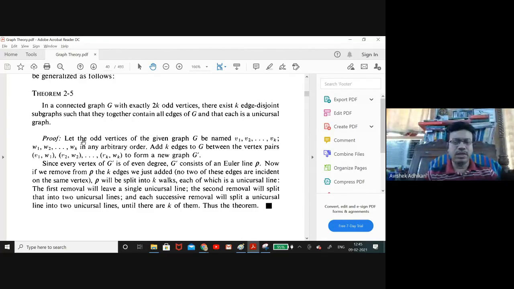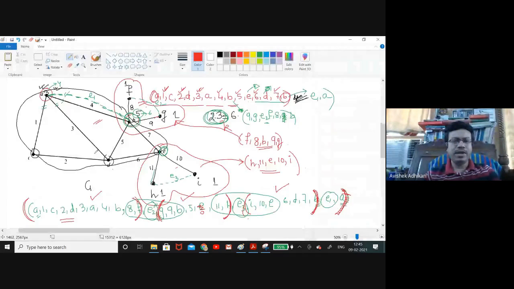Okay. So what it says: let the odd degree vertices of the given graph be named V1, V2, ..., Vk, and another k, say W1, W2, ..., Wk, in an arbitrary order. Add k edges to G between the vertex pairs V1, W1, V2, W2, and so on. Like for me, I just paired them. This one and this one were paired, this one and this one were paired, and this one and this one were paired, and add the edges to join them.